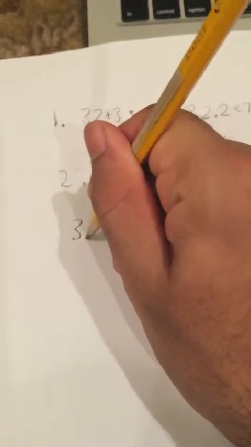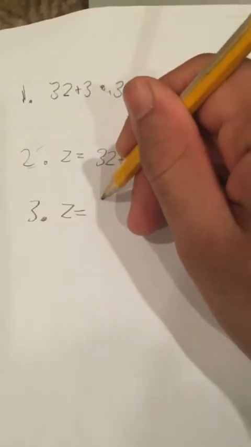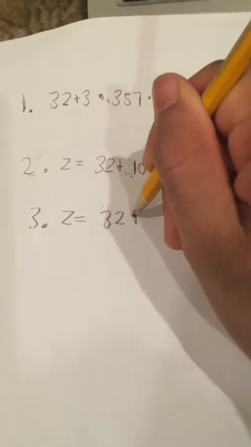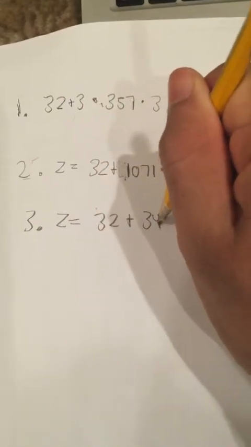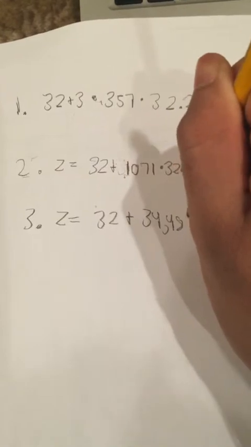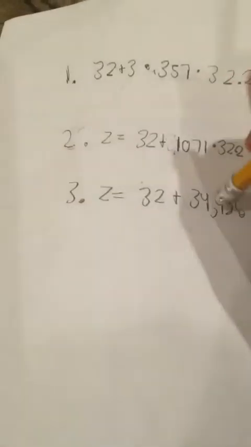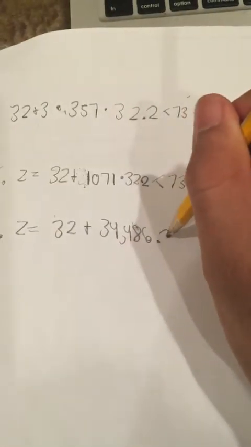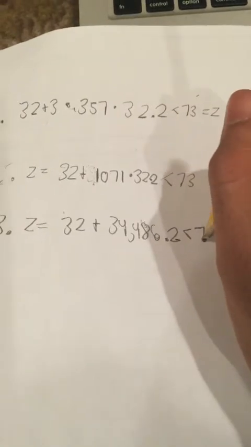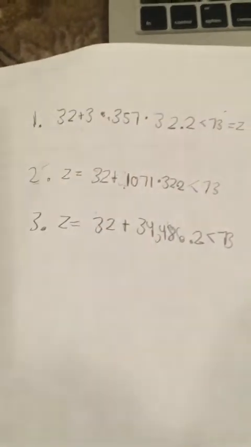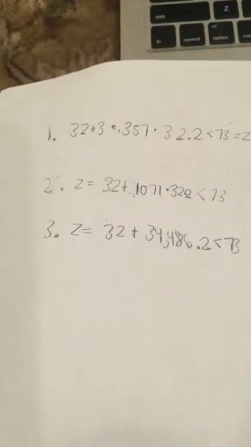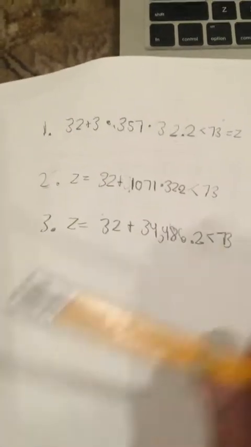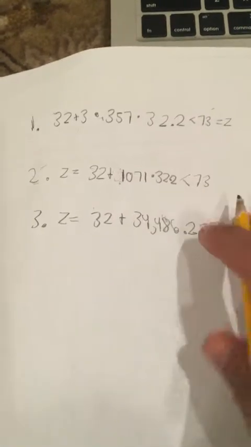So for step 3, we have z equals 32 plus 34,486.2. Sorry about that 8, it's a very poor 8. 34,508.2 is less than 73. Alright, so we did all the multiplication operations now, and we can just proceed with the rest of the question.